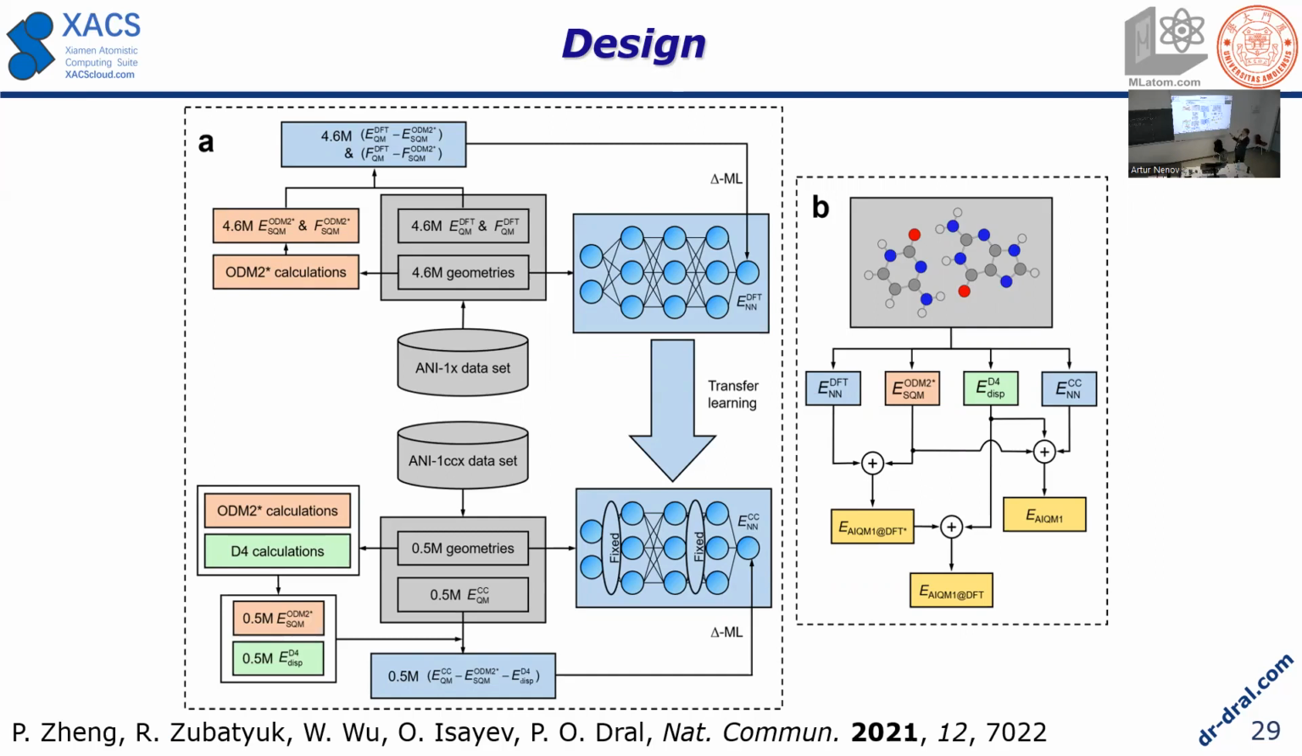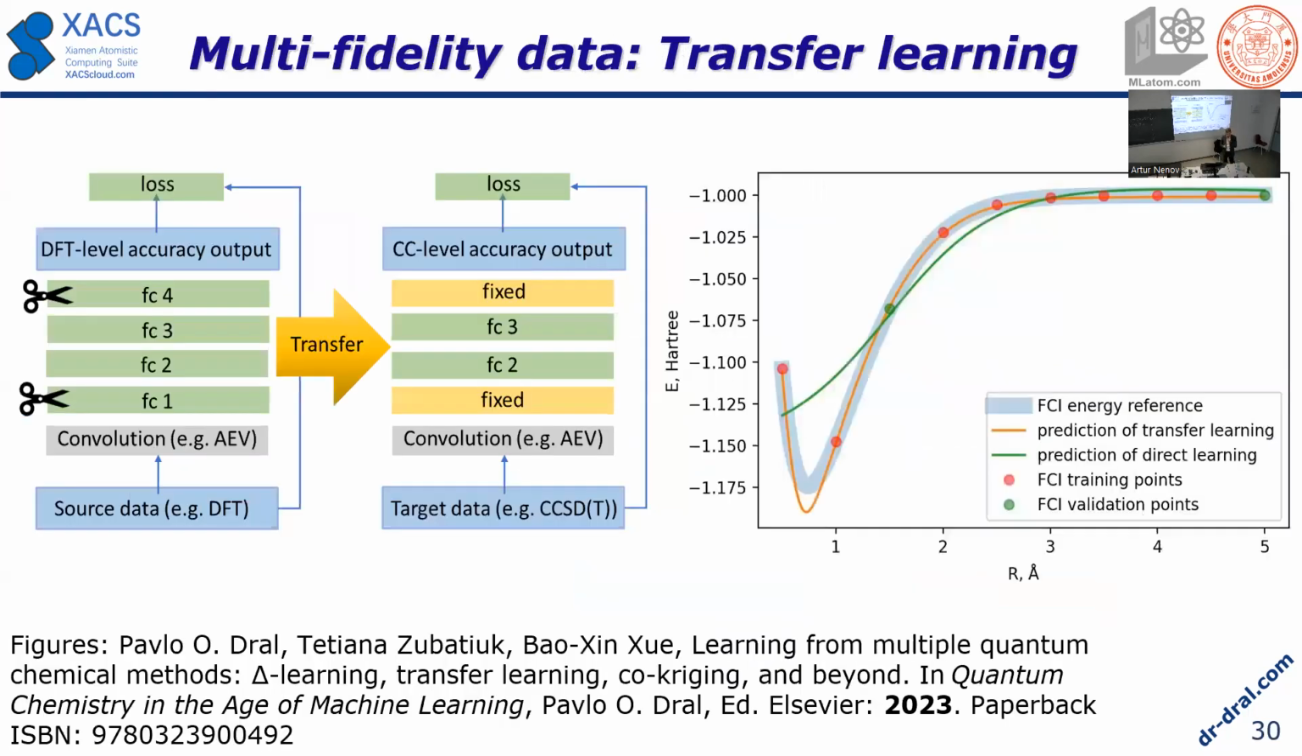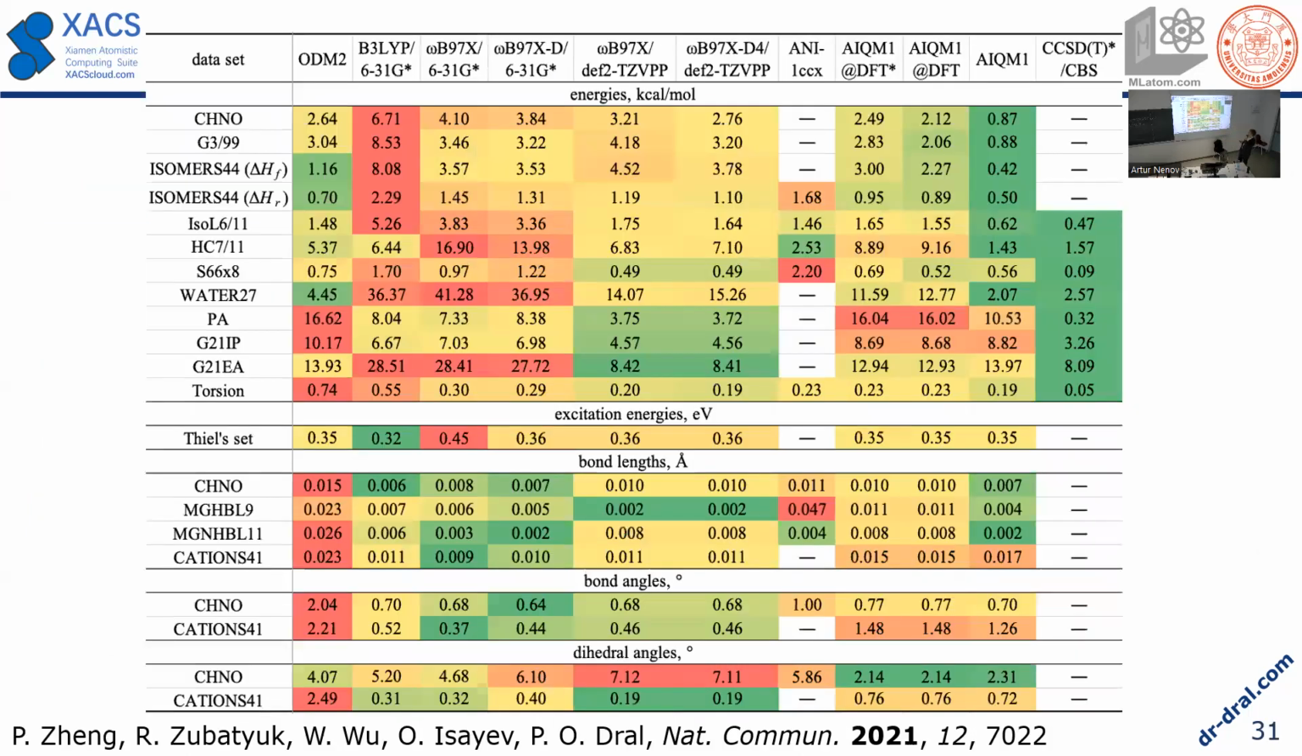So first of all, we trained on 5 million DFT points. And when we get DFT accuracy, that's not enough for us. So we use transfer learning to 500,000 coupled cluster data points, and this allows us to obtain coupled cluster accuracy for this approach. To do this kind of transition from DFT to coupled cluster, we use this transfer learning.